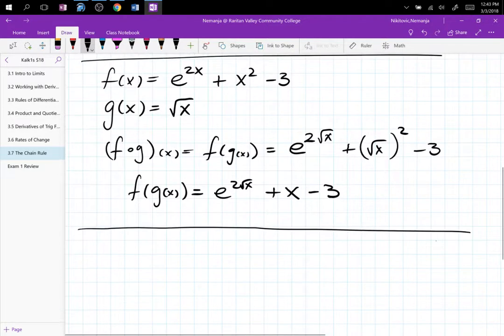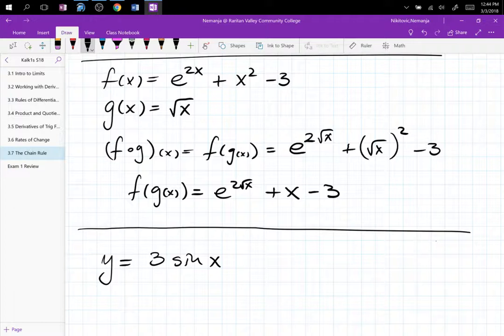The skill that we need for Calculus 1 is to decompose functions. So we are going to take a look at the function, let's say y equals 3 sine of x squared. What is f? What is g?